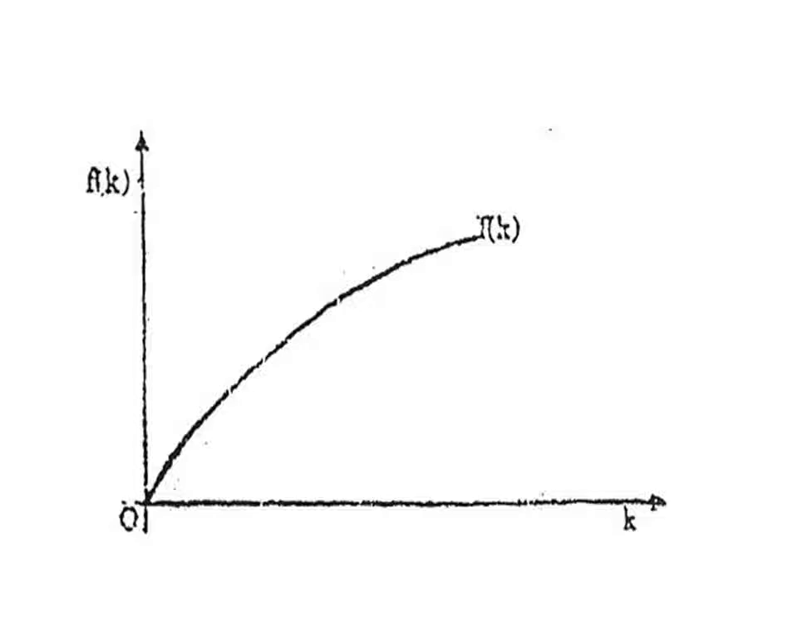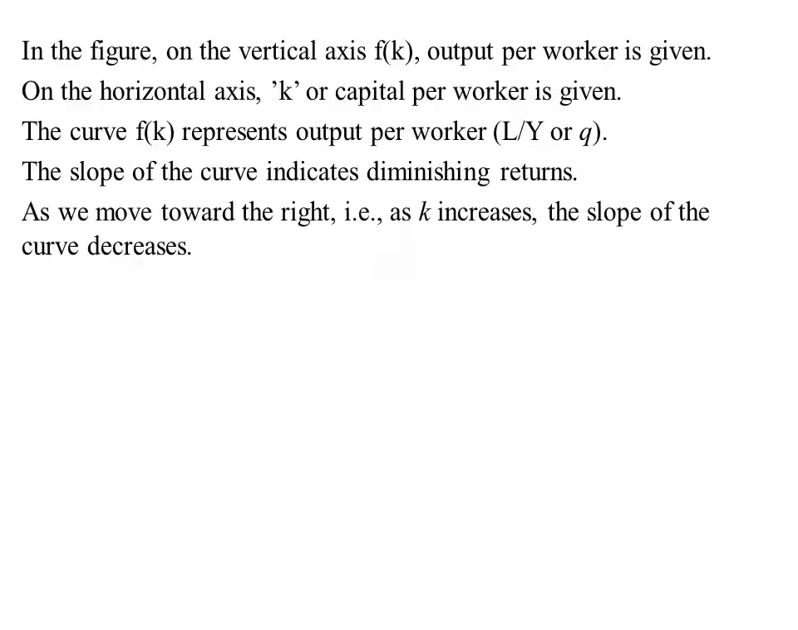This is just the explanation for the first figure. Again, on the vertical axis, f of k, output per worker, is given. On the horizontal axis, small k represents capital per worker. The curve f of k represents output per worker, Y by L, which we have already seen equals small q. The slope of the curve indicates diminishing returns: as k increases, the slope of the curve decreases.